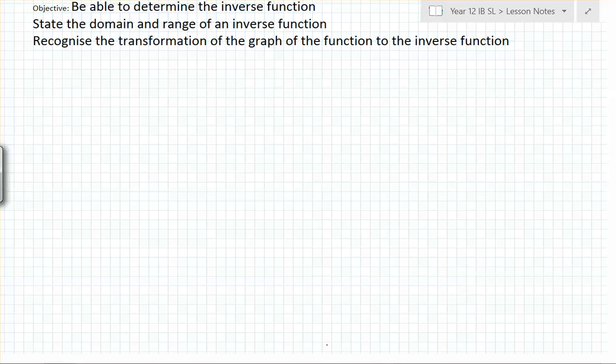Okay, so what we've got to be able to do, a couple of things. Determine the inverse function, so you've got to be able to find it. You've got to be able to state the domain and range of the inverse function. So you should already be able to state the domain and range of the original function. And then there's a bit about recognizing the transformation of the graph of the function and what its inverse function graph looks like. So you need to be able to sketch that kind of thing.